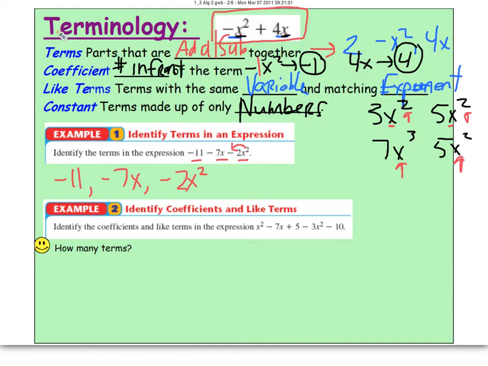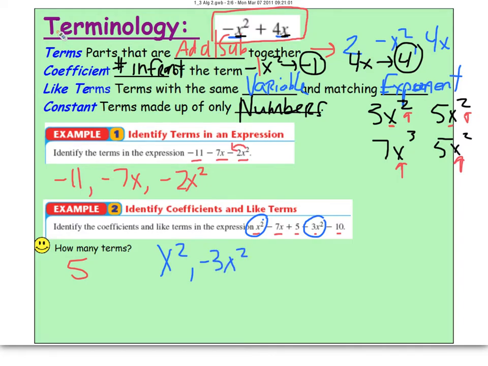Okay, the second example, identify the coefficients in like terms. First question, how many terms are there? 1, 2, 3, 4, 5. Okay. Let's do the like terms next. So the like terms, we have an x squared and negative 3x squared are like terms.